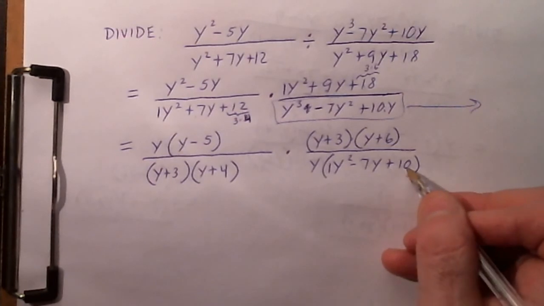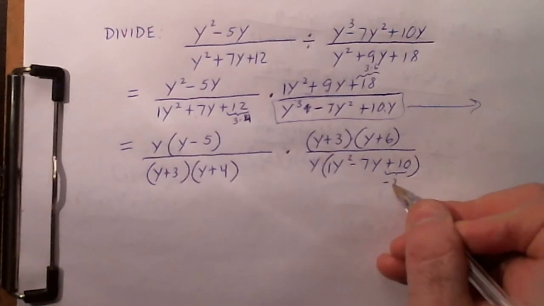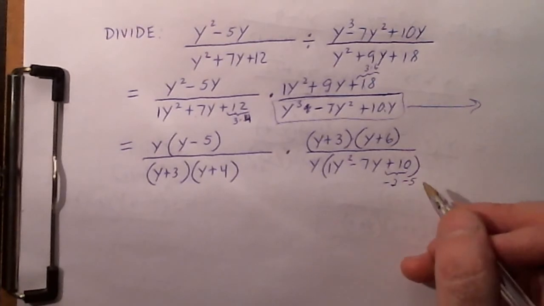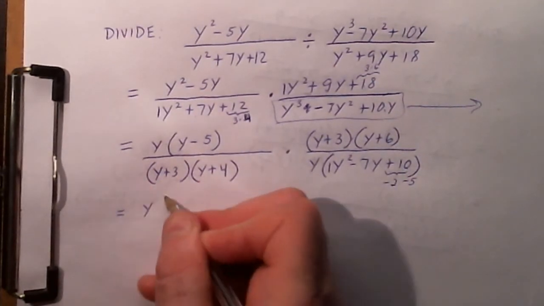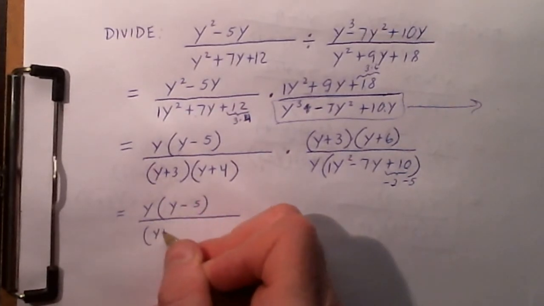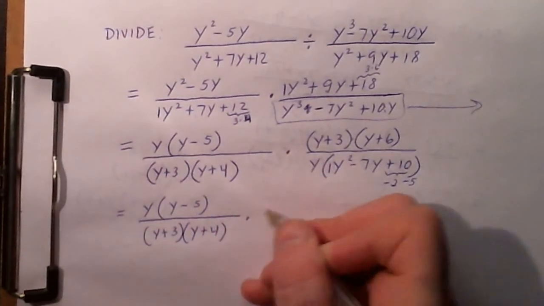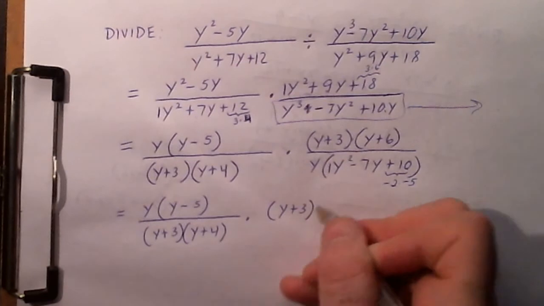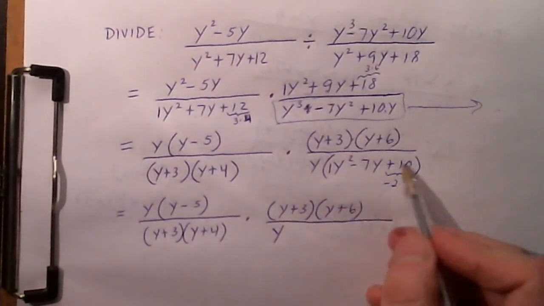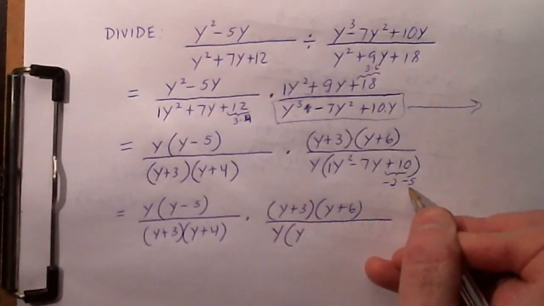I need two factors of positive 10 that sum up to negative 7. And after some thought, negative 2 and negative 5 are the only factors of positive 10 that do indeed add up to negative 7. So here we go. Now we're going to have to rewrite our problem all over again here. Now, this trinomial factors into y minus 2 times y minus 5.